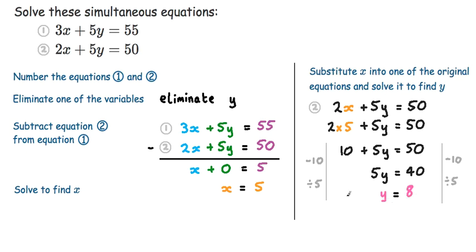And I can check these values for x and y by substituting them back into my other equation. In these simultaneous equations, x is 5 and y is 8.